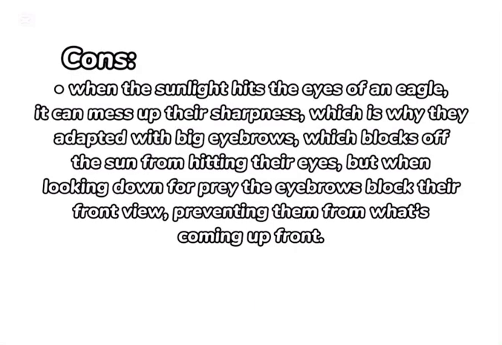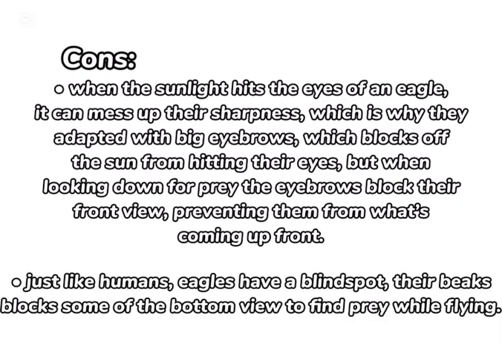When the sunlight hits the eyes of an eagle, it can mess up their sharpness, which is why they adapted with big eyebrows, which block the sun from hitting their eyes. But when looking down for prey, the eyebrows block their front view, preventing them from seeing what's coming up front. Just like humans, eagles have a blind spot. Their beaks block some of the bottom view to find prey while flying.